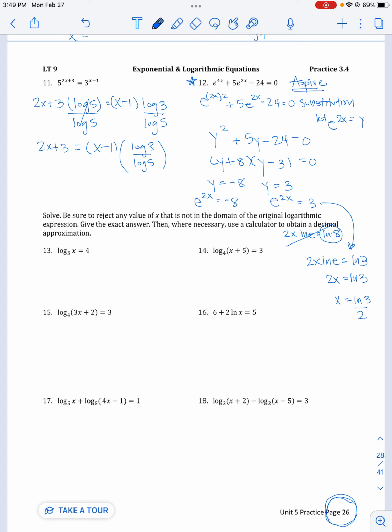Okay, in number 3, solve and be sure to reject any value that is not in the domain of the original logarithmic expression. I would like the exact answer, and where necessary, use a calculator to obtain a decimal approximation, and let's go out to 4 places if necessary.